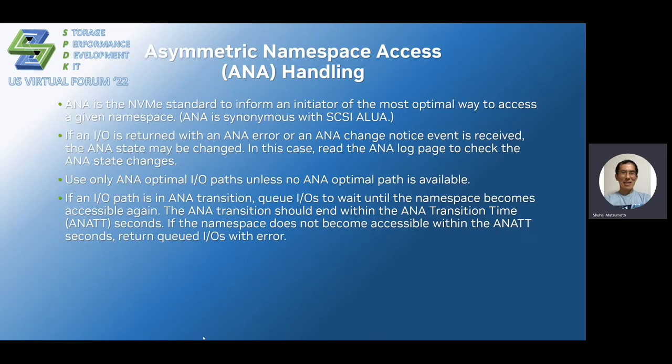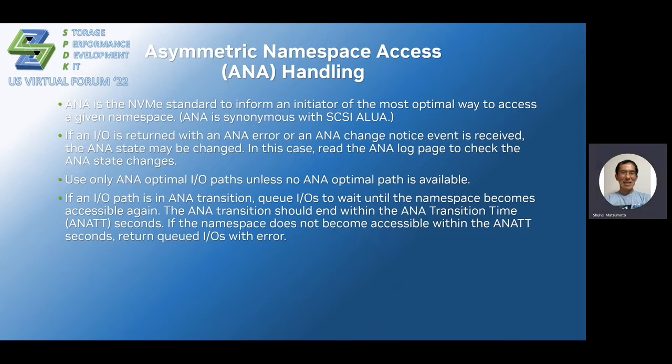This page is about asymmetric namespace access (ANA) handling. ANA is an NVMe standard to inform an initiator of the most optimal way to access a given namespace. ANA is synonymous with SCSI ALUA. If an I/O is returned with an ANA error or an ANA change notice event is received, the ANA state may be changed. In this case, read the ANA log page to check the ANA state changes.